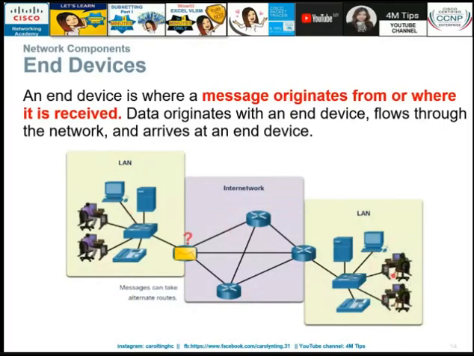This one is also called an end device. So end devices can be a sender, and end devices can be a receiver. Okay, so in conclusion, the end device is where a message originates from or where you receive it. Either you are the source or you are the destination who receives the message.